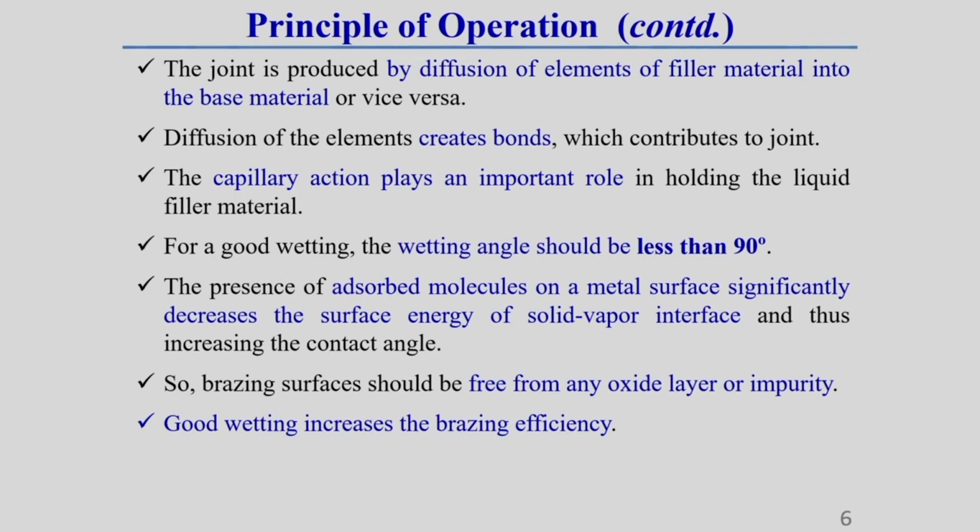Now I will continue with the principle of this brazing process. Generally, the joint is produced by a process called diffusion of elements of the filler material into the base material or vice versa. This is the main principle of the brazing process. Whatever joining is done here is generally done by the diffusion process.